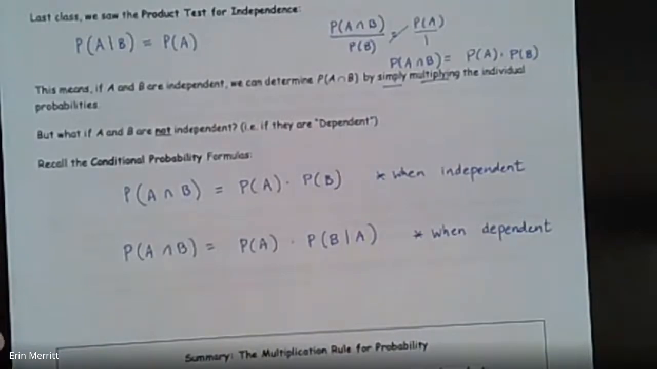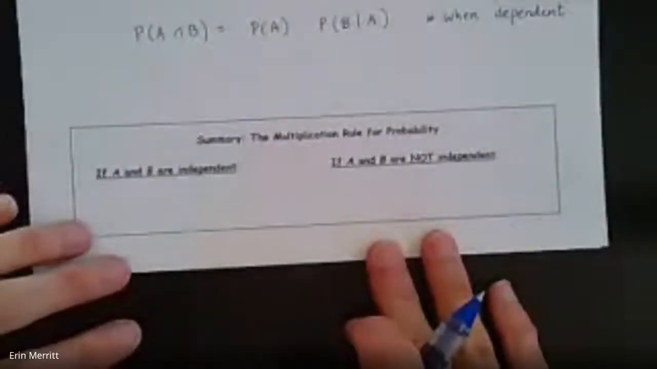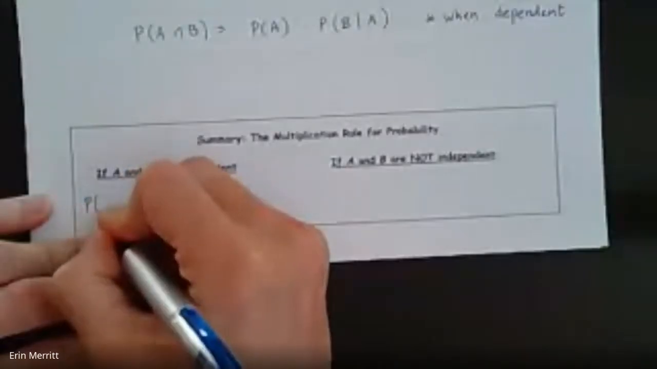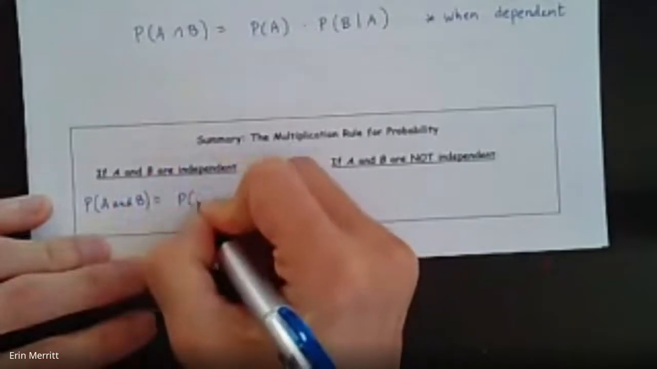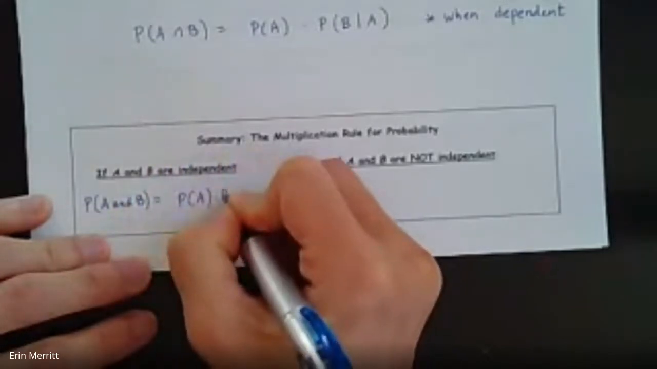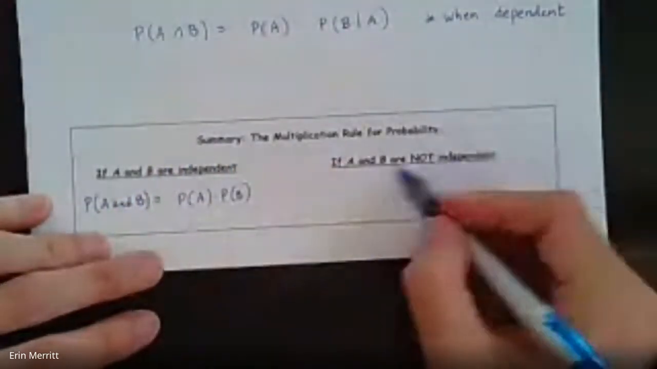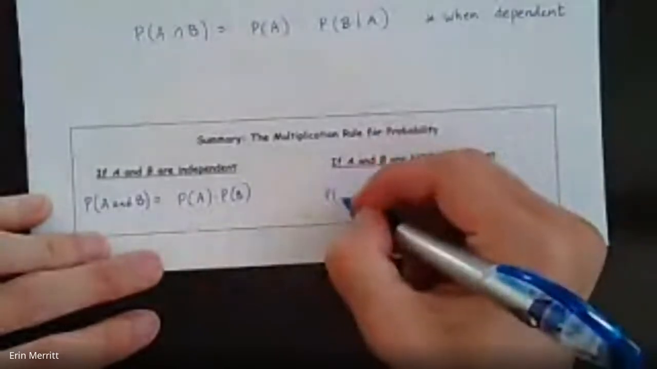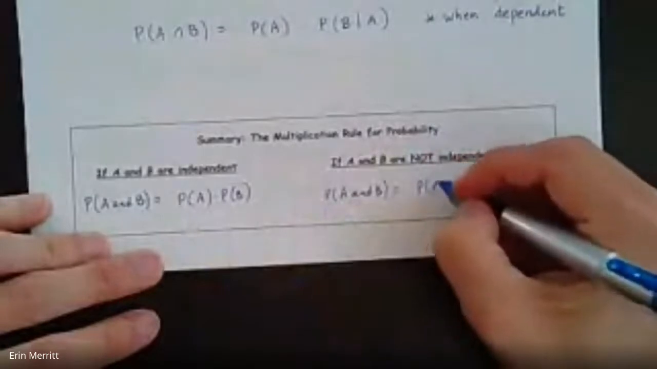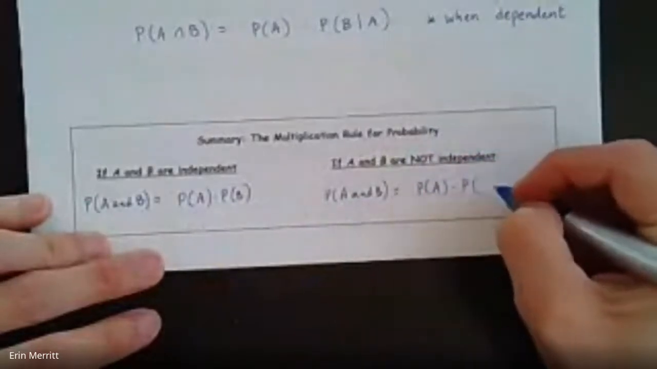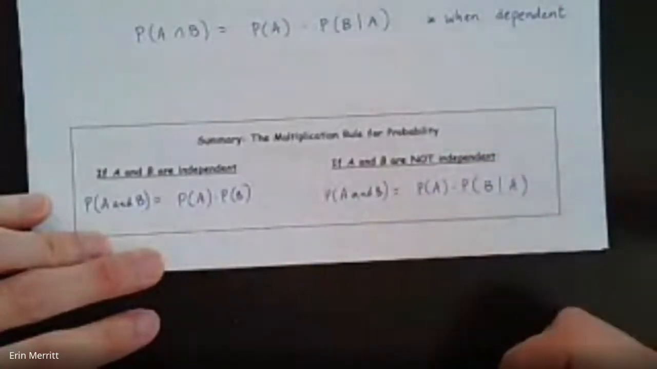All right. So down at the bottom, when it says if A and B are independent, then it's simply going to be that the probability of A and B will be that you multiply them separately. Done. If they're not independent, then the probability of A and B would be the probability of A times the probability of B given that A has happened.